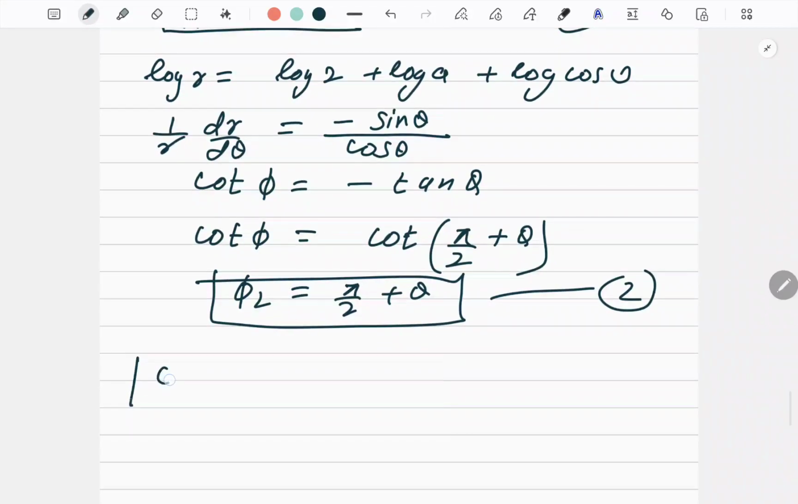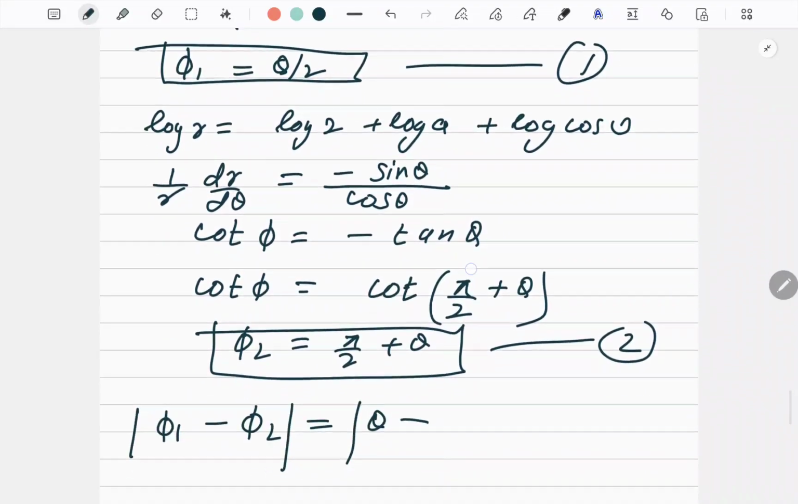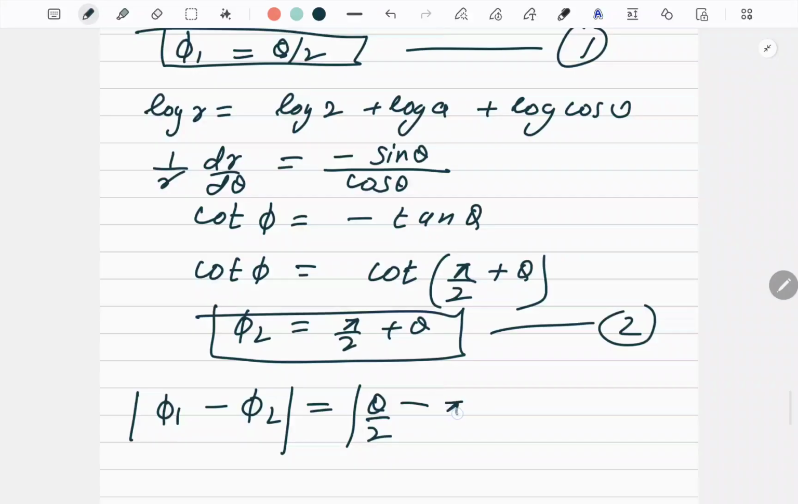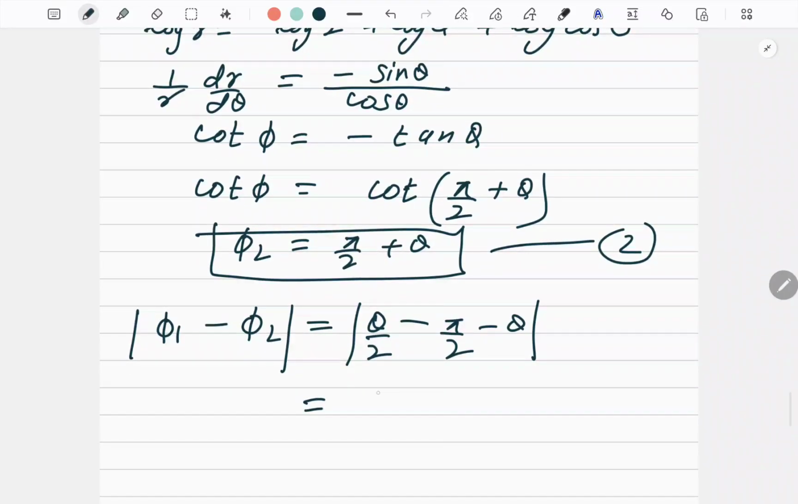Now what is the angle between the two curves? Phi 1 minus phi 2 is equal to theta by 2, sorry, this is theta by 2, right? So theta by 2 minus, pi by 2 plus theta. Correct? So this will become minus theta by 2 minus pi by 2. Absolute value. So I can write it as theta by 2 plus pi by 2.